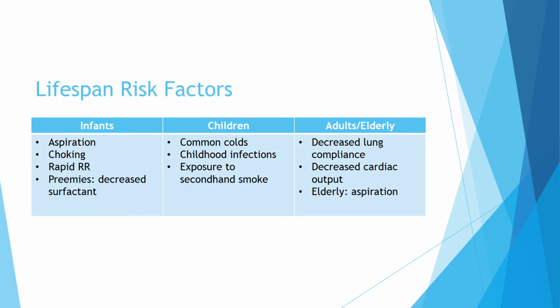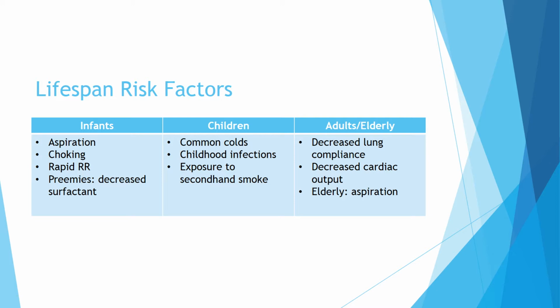Lifespan risk factors. So this is just in general oxygenation. What are the risk factors for inadequate or poor oxygenation? So infants, you can see listed there: aspiration, choking, rapid respiratory rate. And with preemies, they have decreased surfactant, so their lungs are not well oiled per se. They're more dry, and that makes it a lot harder for your lungs to function normally. So they're at risk for poor oxygenation because of that.